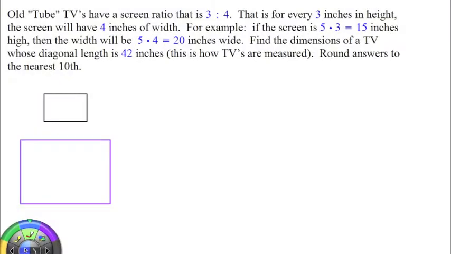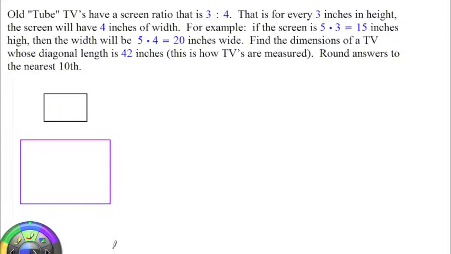Here's a quadratic application that deals with ratios, a ratio of 3 to 4 on a TV. Now this is the old type of TVs with tubes. So we have an old TV tube that has a screen ratio of 3 to 4. That means for every 3 inches of height you get 4 inches of width.